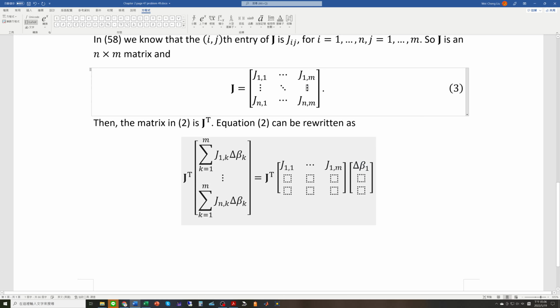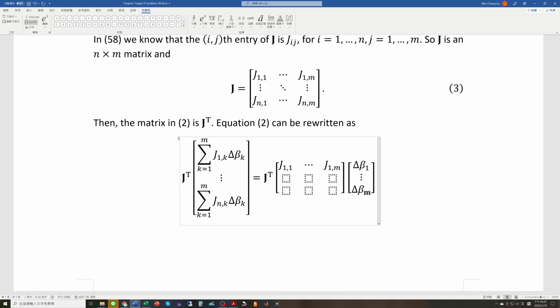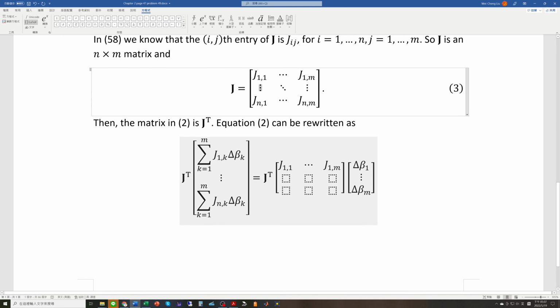And for this vector, the elements should be delta beta K, where K is equal to 1 to M. So the first element should be delta beta K, and K is equal to 1. And vertical dots. And the last element should be delta beta K, where K is equal to M. So like this. And here is the vertical dots, and here is the diagonal dots, and here is the vertical dots.